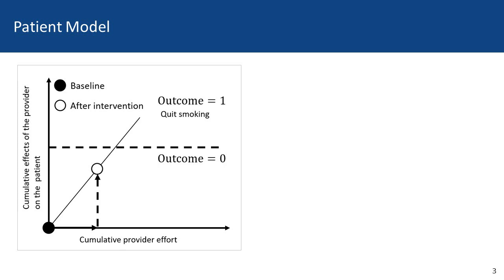In this particular plot, we see that the patient has not quite achieved the outcome. The cumulative provider effort, shown with this horizontal arrow on the bottom, has resulted in the cumulative effect on the patient shown by that circle, which is below the horizontal threshold of a successful outcome.